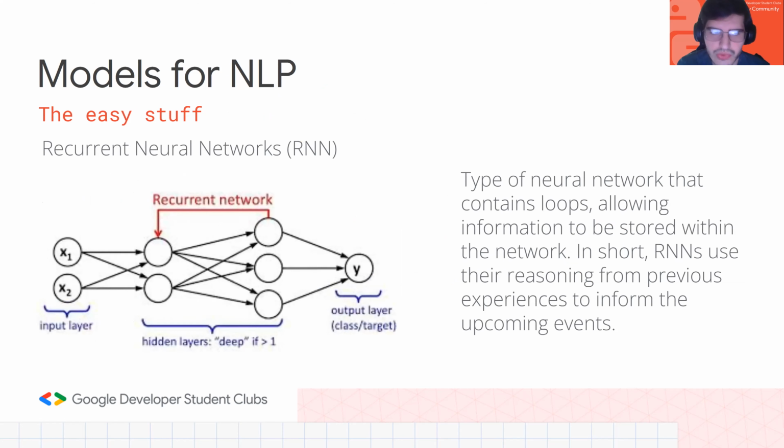Right. So, what are some models for NLP? Well, the fundamental one that we're going to be using today is a recurrent neural network. It's basically like a neural network, but it has a loop in it. And what this does is that it allows the network to store information. And in short, RNNs use their reasoning from previous experiences to inform the upcoming events. That's the definition.